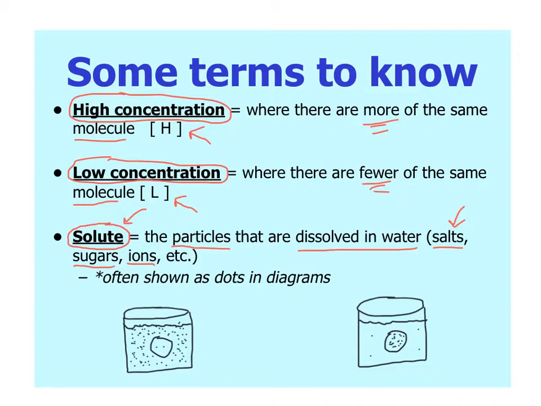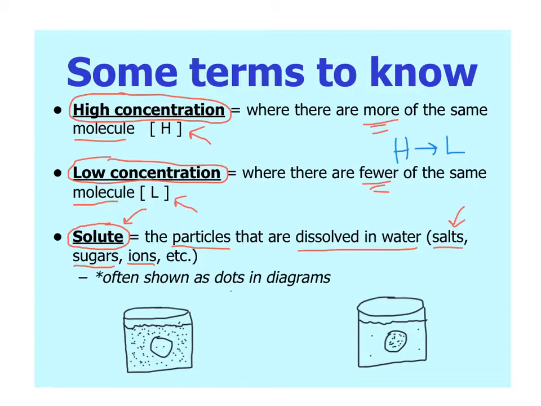And the reason why this is important, because diffusion is passive transport, so it does not require any energy from the cell, but things always move from high concentration to low concentration all by themselves.